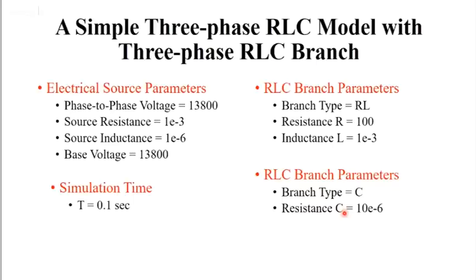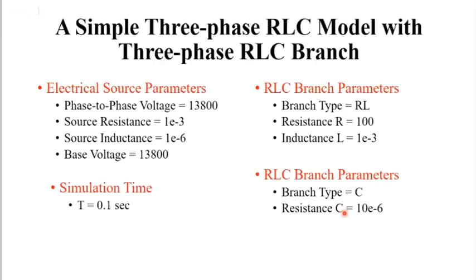this circuit. The electrical source parameters are: the voltage we have taken is 13,800 volt, or 13.8 kilovolt. The source resistance, that means the resistance present in our electrical source, is 1e⁻³, that is 0.001 ohms. Similarly, the source inductance is 1e⁻⁶, and the base voltage is, again, one of the parameters that we have to feed in our model. And the simulation time is 0.1 second.